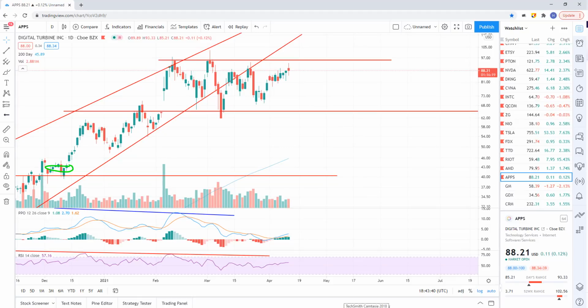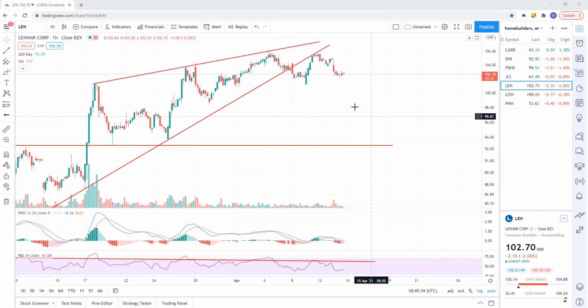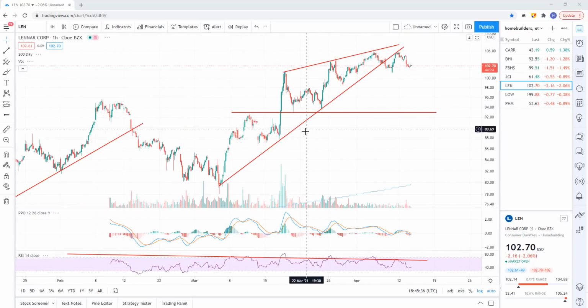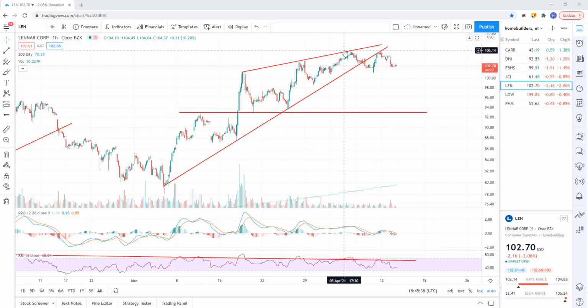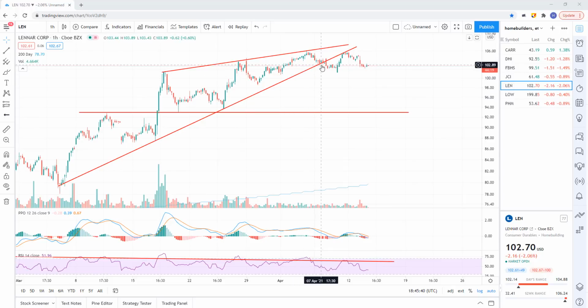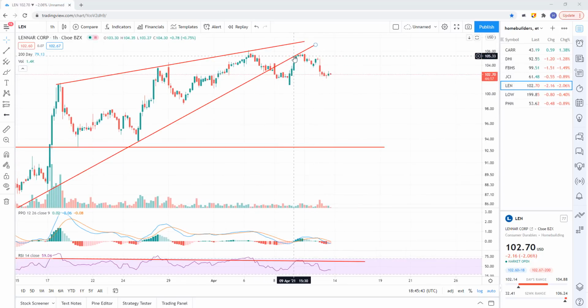Quick look at Lennar, the home builder. So again, pointed it out, we have a bearish rising wedge. I've talked about this one for a few days now. Bearish rising wedge broke, not that impulsive, and then we did a back test right there. So that was your short opportunity, this back test. That's the objective area to get short right there.